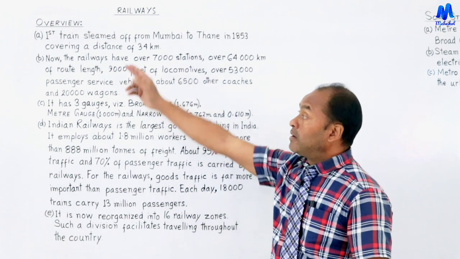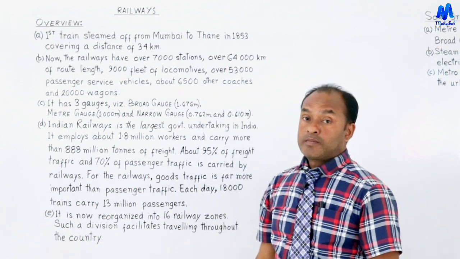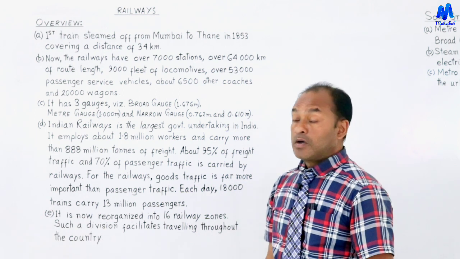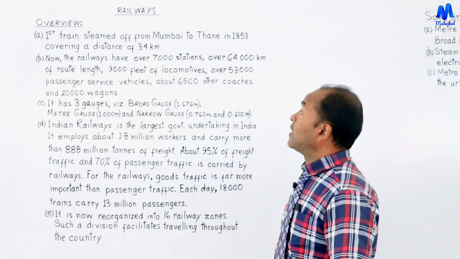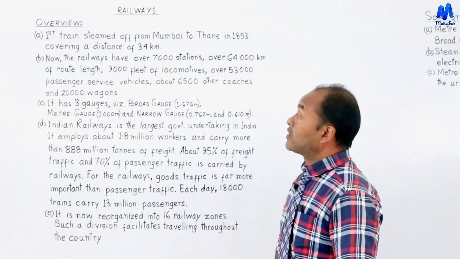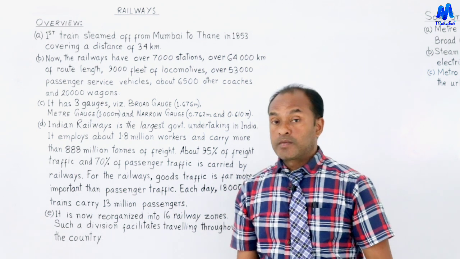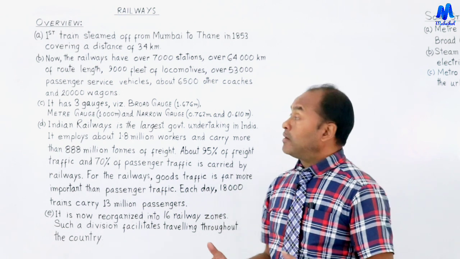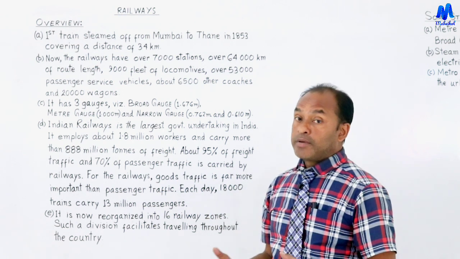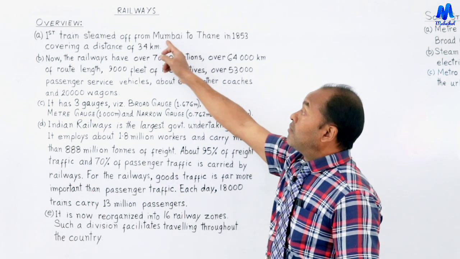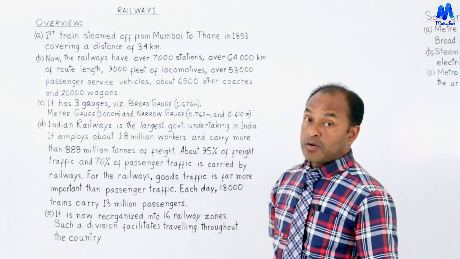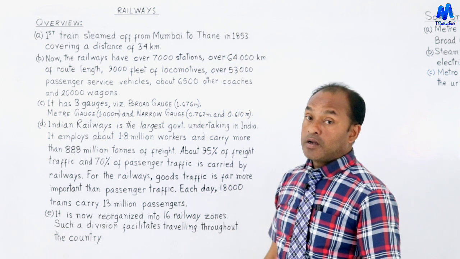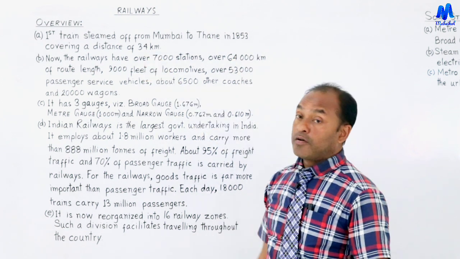In number A, the historical aspects. Let's have a look. The first train steamed off from Mumbai to Thane in 1853, covering a distance of 34 kilometers. The first place in India where railways were run is from Mumbai to Thane, in the year 1853, covering a distance of about 34 kilometers.